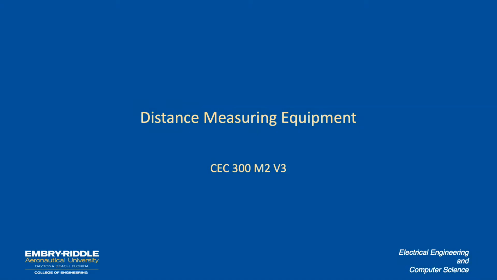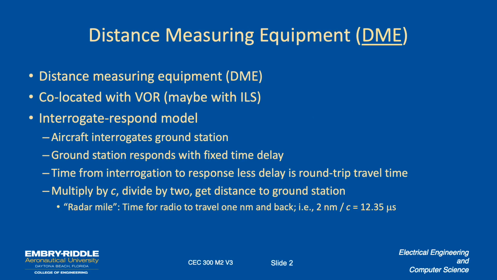Distance measuring equipment is another type of legacy radio navigation equipment that we want to cover real quickly here. It's often co-located with the VOR, but also maybe co-located with the instrument landing system we'll talk about next. It has what's called an interrogate-respond model. It sends discrete pulses, and then the ground station will send the same signal back, except after a fixed amount of time delay.